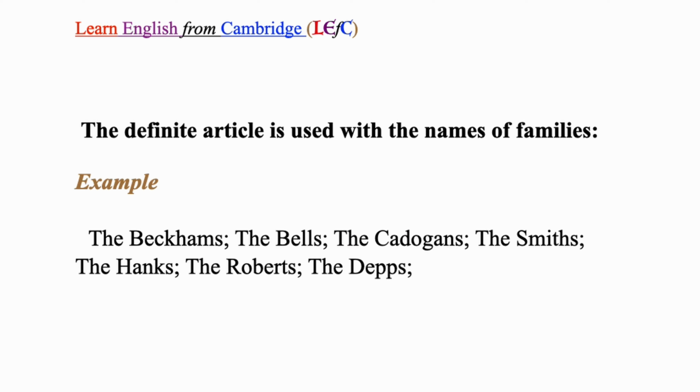The definite article is used with the names of families. For example, the Beckhams, the Bells, the Doggans, the Smiths, the Hanks, the Roberts, the Dapps. These are some famous families, rich families in England and America.